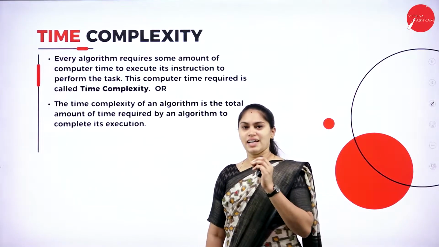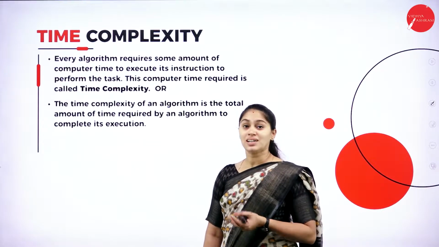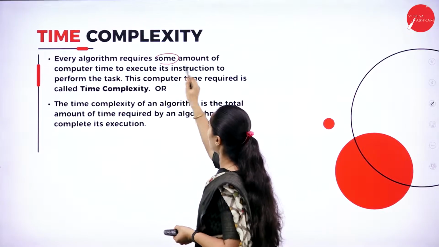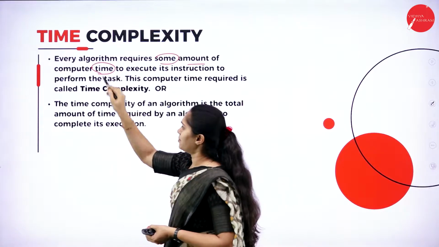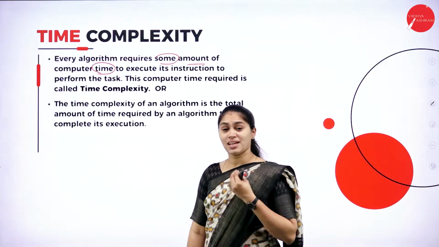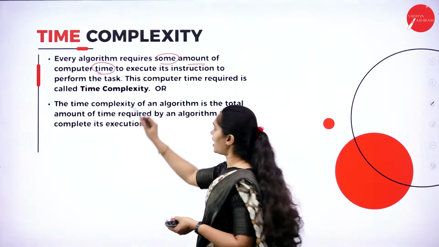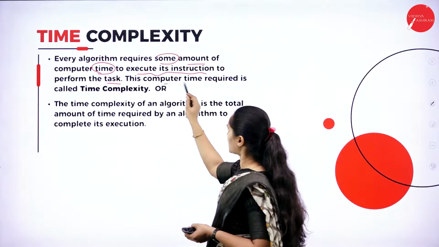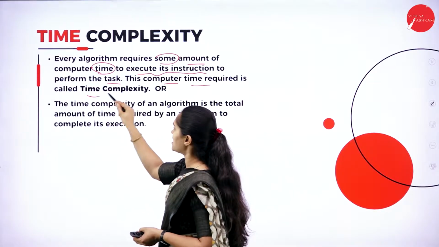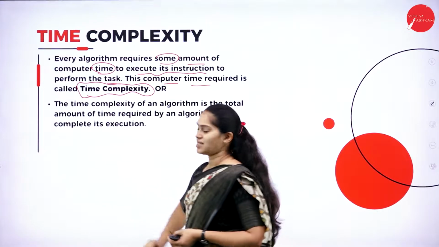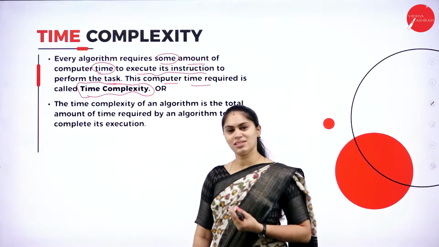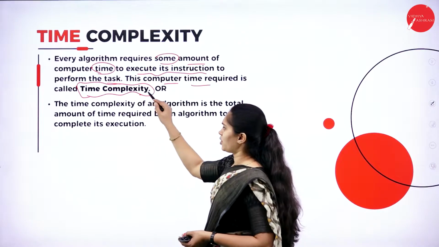Here it is the time required in order to complete an algorithm. Every algorithm requires some amount of computer time, that means the processing time or processor time. The computer time required to execute its instructions and perform the task is called time complexity. The computer or processor time we use to solve a problem is what we call time complexity.